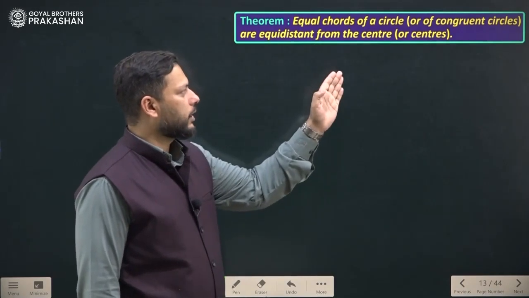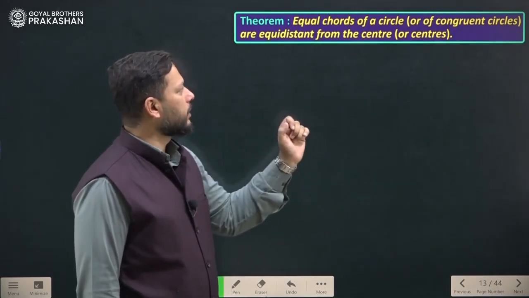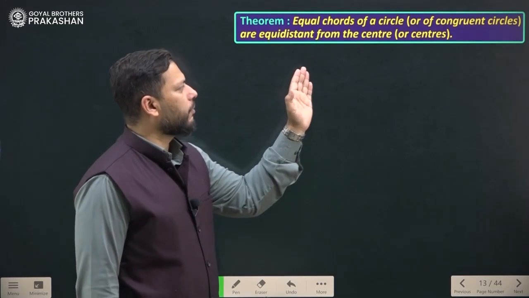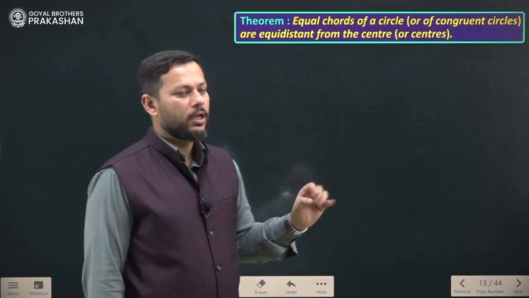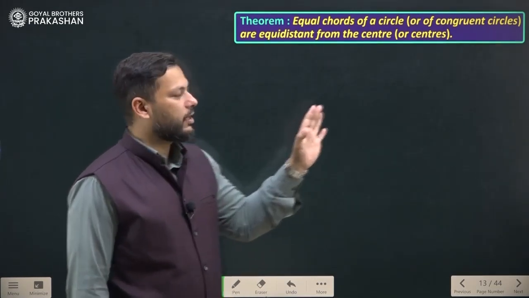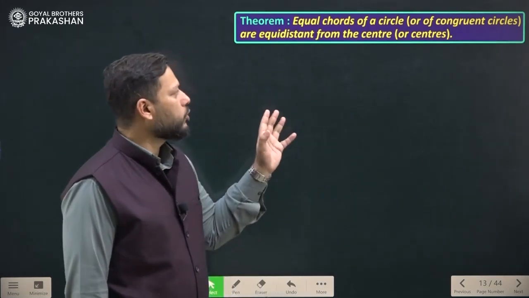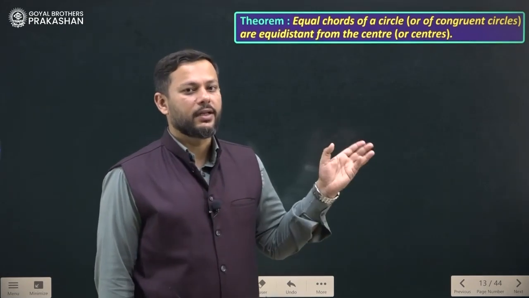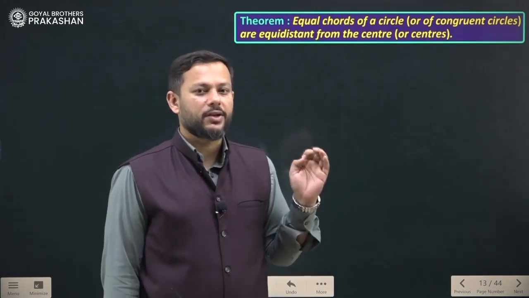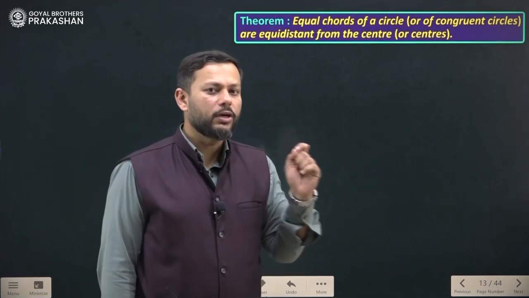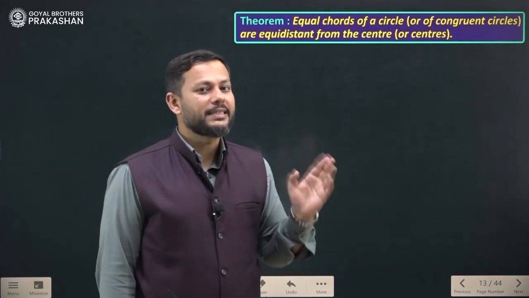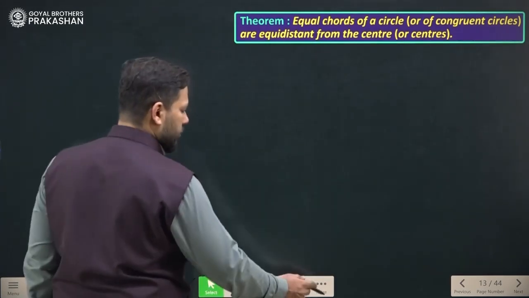Equal chords of a circle or of congruent circles are equidistant from the center or the centers. So we are being told that if there are equal chords in a circle, then they are going to be equidistant from the center. That means their distance from the center, or I should say the perpendicular distance from the center, will be the same. So let us first draw a circle for that.